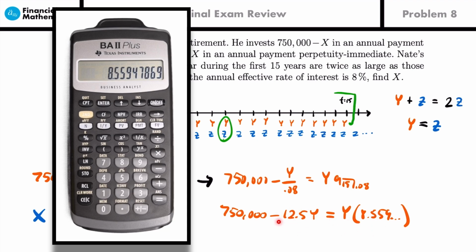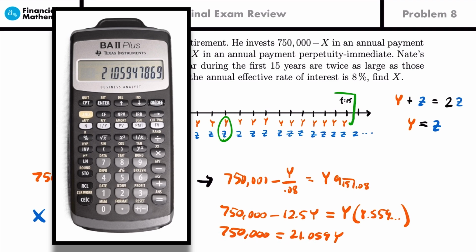So if we add 12.5y to both sides of the equation, in other words, if I just do plus 12.5 in the calculator, we get 21.059 times y. So we'll have 750,000 is equal to 21.059 times y. And now all we have to do to solve for y is divide both sides by 21.059. In other words, we need to divide 750,000 by that value.